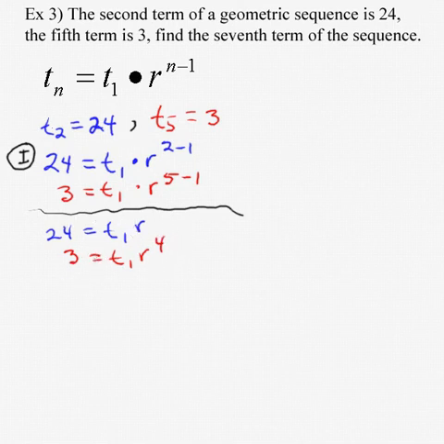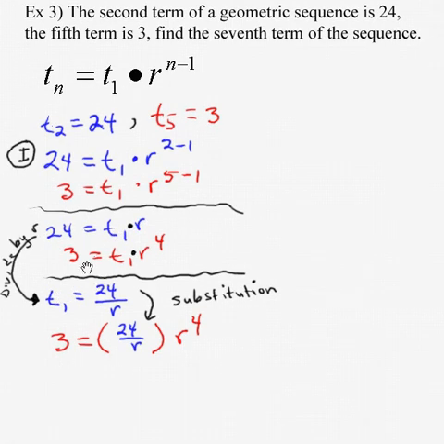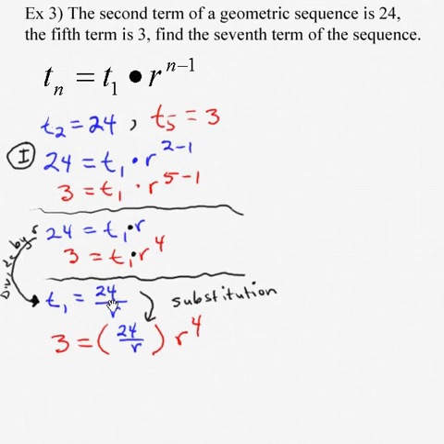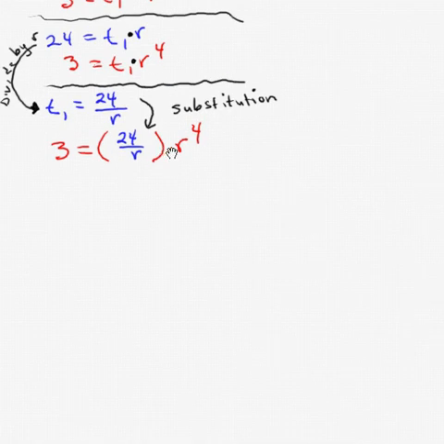And again, we're going to try to solve them the way we did in chapter 4. One possible thing here is to do substitution. If we take this blue equation, 24 is t sub 1 times r, and if we divide by r, t sub 1 is 24 divided by r. Then in the other equation, where we see t sub 1, we'll replace it with 24 divided by r. And if we solve that, we'll know what r is. So let's continue in that process.